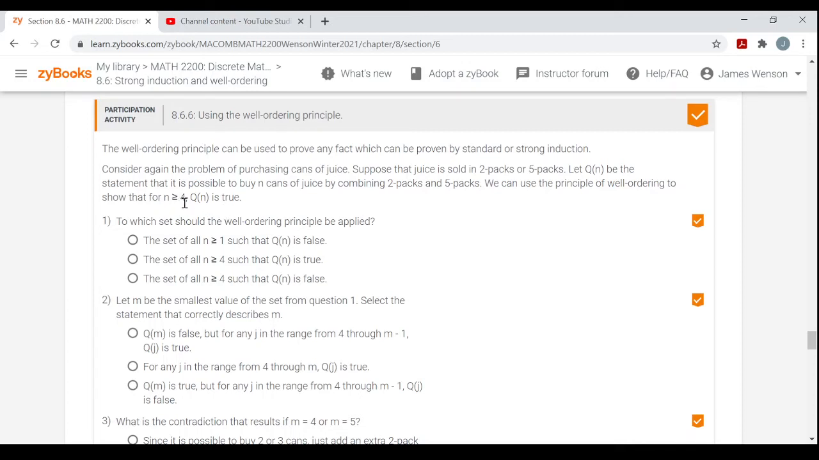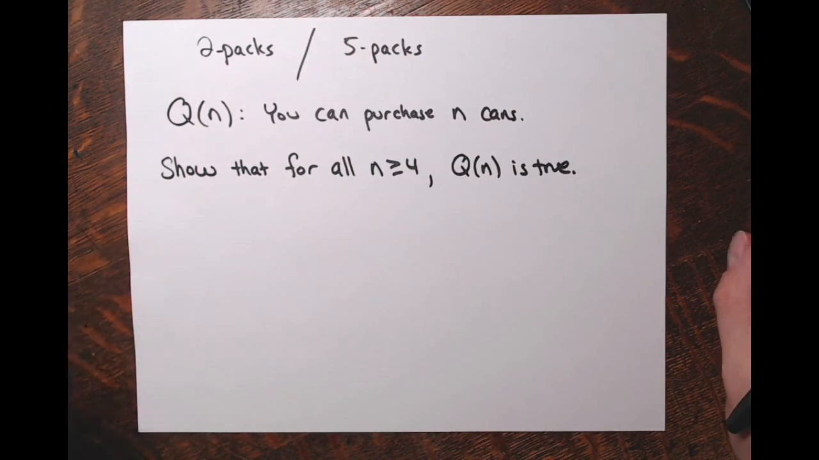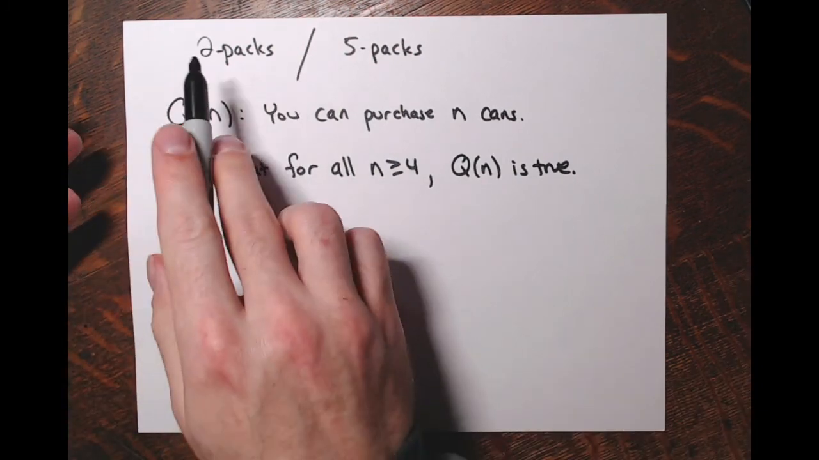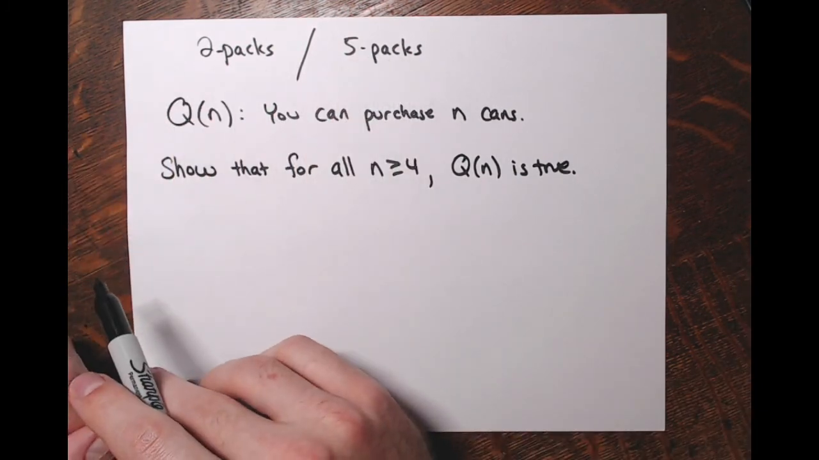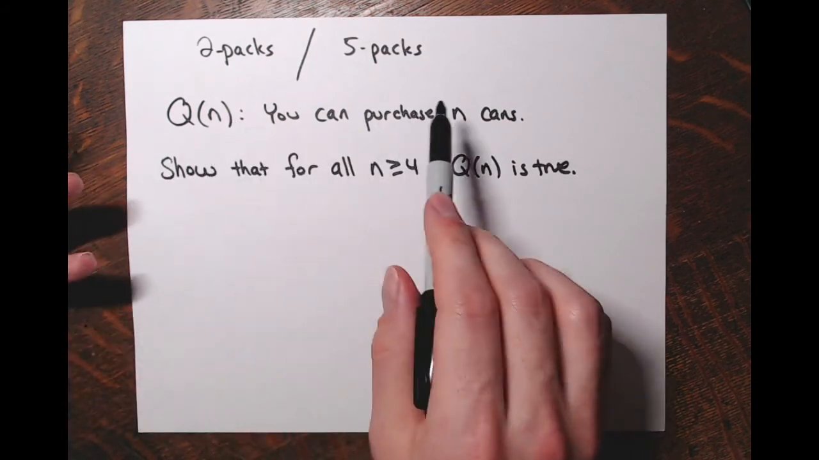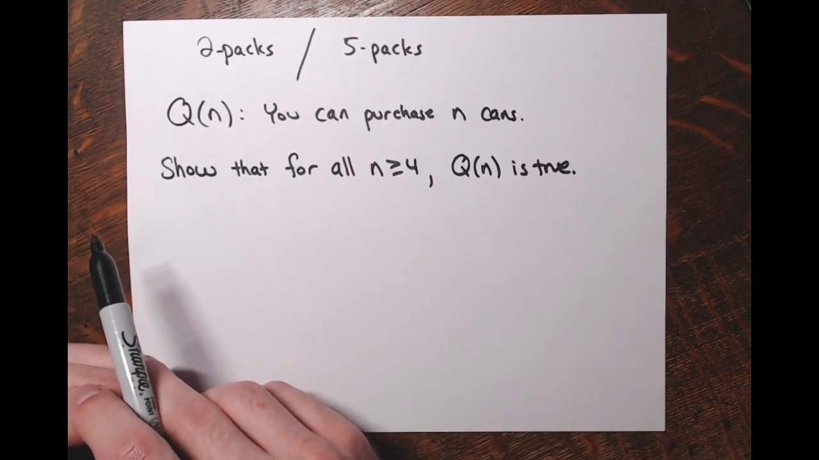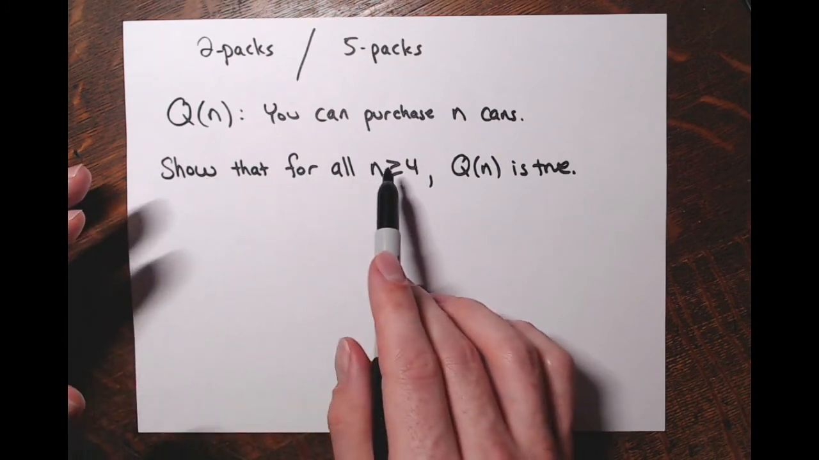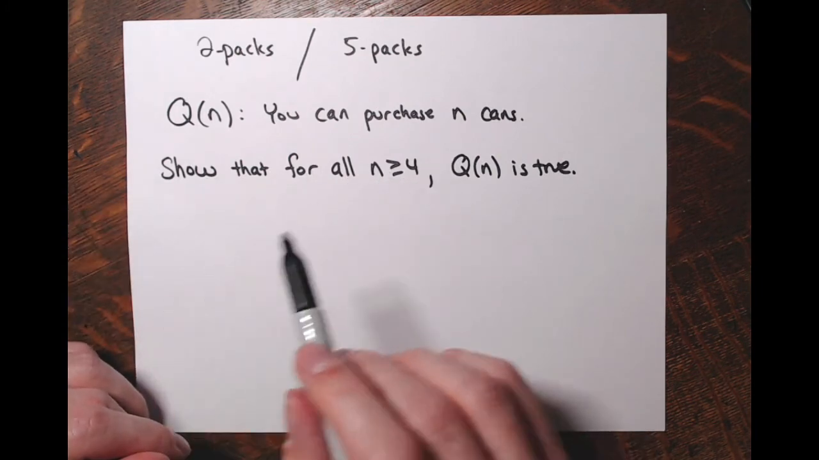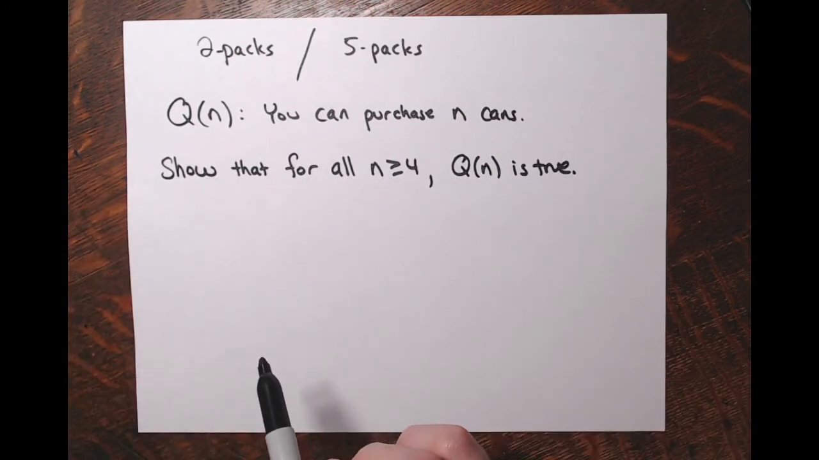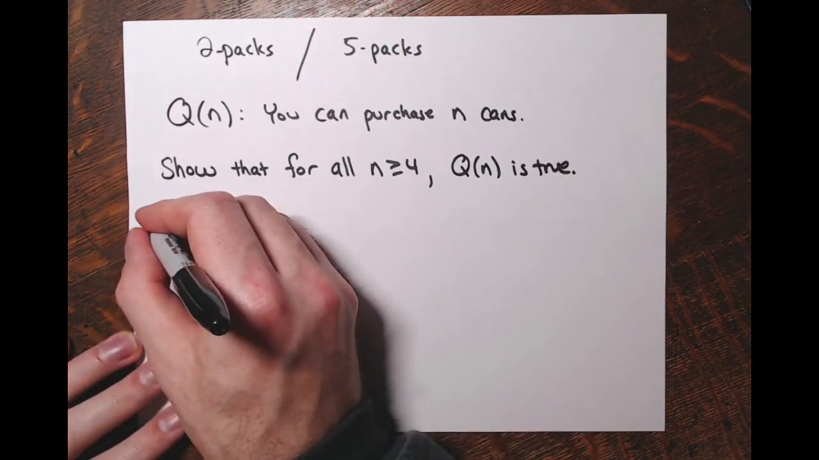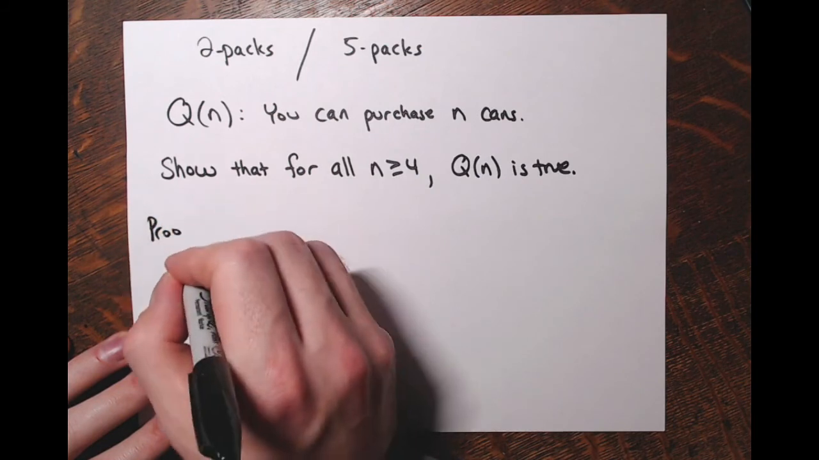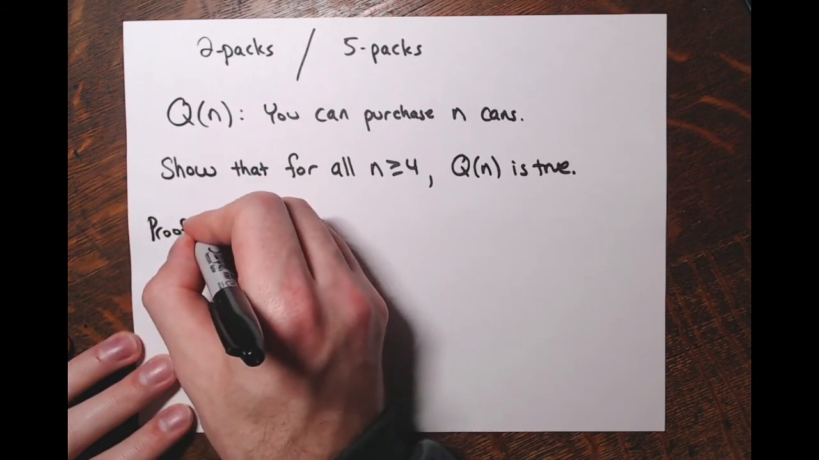I'll write this down. Here's that statement: you have 2 packs of juice and 5 packs of juice, and Q of n is the statement that you can purchase n cans. We're asked to show that for all n greater than or equal to 4, Q of n is true. We talked about it with strong induction earlier and showed that this was true. This will be a proof by contradiction using the well ordering principle.